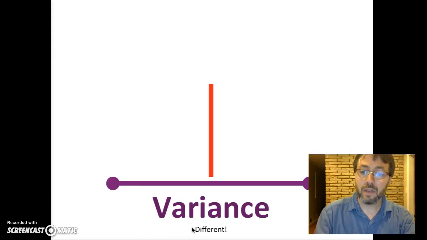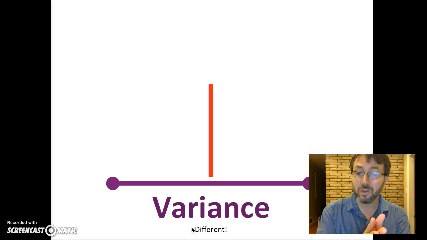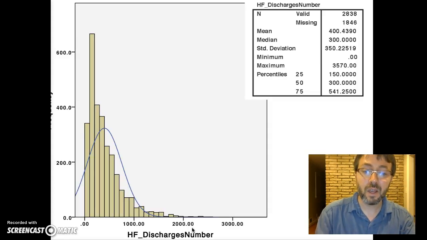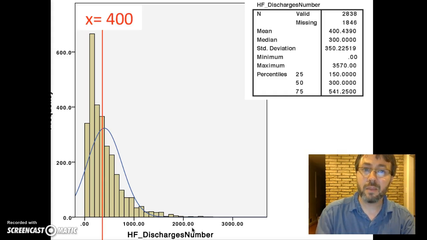And of course, just by way of review, the variance is the measure of difference in the values from the measure of central tendency. So it shows how diverse the values of the variable are. So if we look at the number of heart failure discharges again, we see that the mean is 400, but the standard deviation is 350.